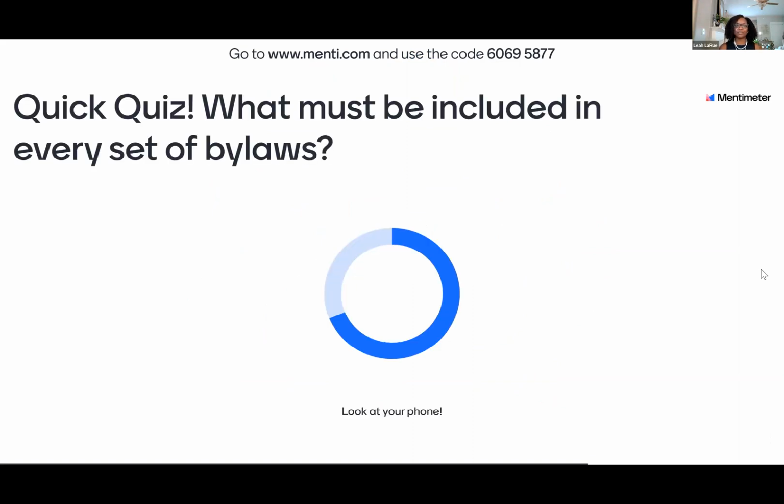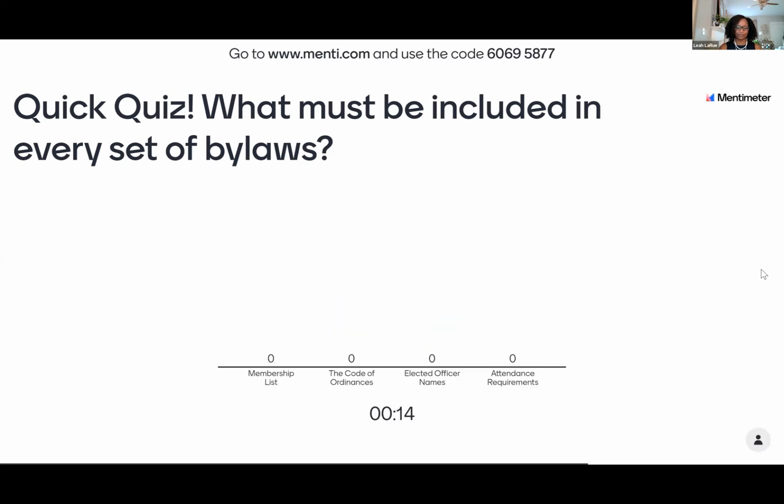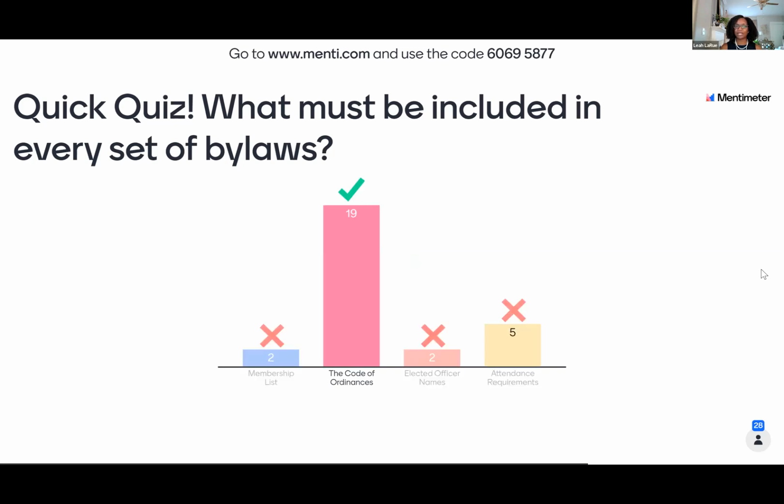What must be included in every set of bylaws? You got 5 seconds. 4, 3, 2, 1. Time's up. Oh, look at that. Look how many people got it right. Good, awesome, cool. That's correct. The Code of Ordinances is the right answer. It has to be included in every set of bylaws.